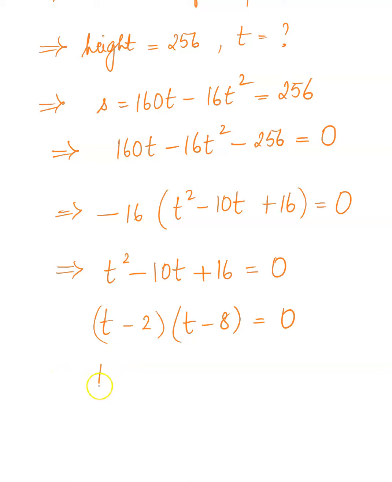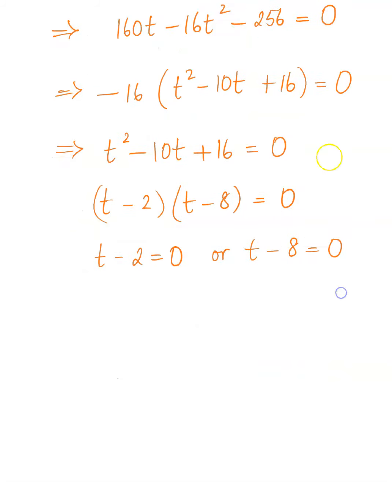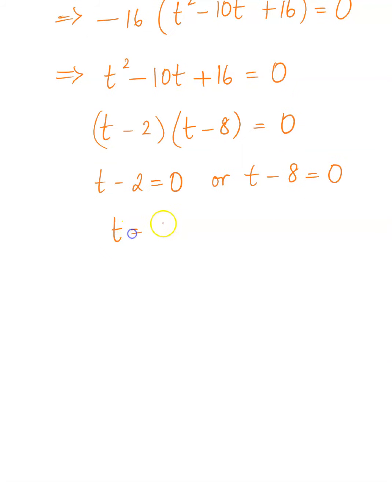Then set each factor to 0. So t minus 2 is equal to 0, or t minus 8 is equal to 0. From the zero factor property, that means t equals 2 or t equals 8. In this case, both answers work because it crosses that 256 feet on the way up at 2 seconds and on the way down after 8 seconds. Okay, so we'll find the velocity when it's 2 seconds up.